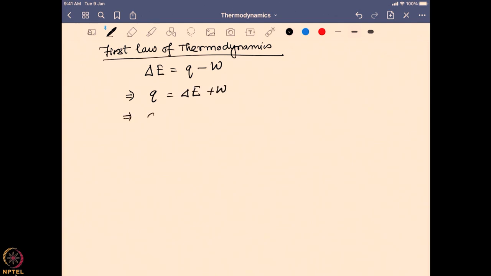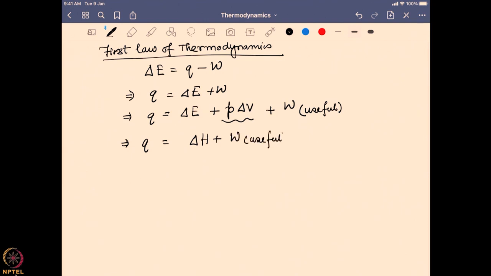And now we are going to expand a little bit further on what kind of work I am talking about. If I am talking about P delta V, the expansion work, plus W useful, the useful work, that means without the mechanical or expansion work. As we just know, delta E plus P delta V is nothing but delta H, or enthalpy change, so the equation becomes Q equal to delta H plus useful work.